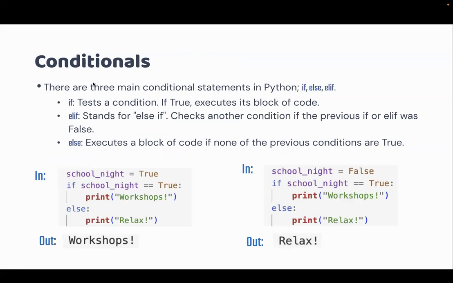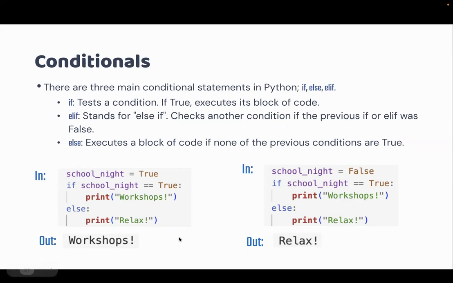Okay, so let's start conditionals right now. There are three main conditional statements in Python, which are if, else, and elif. So pretty much the same as all the other languages. If tests a condition, if it's true, it will execute the block inside of the if statement. And elif stands for else if. So it checks another condition if the previous if or elif was false. And last, else executes a block of code if none of the previous conditions are true.